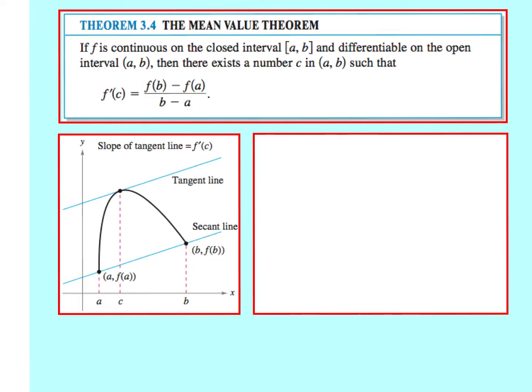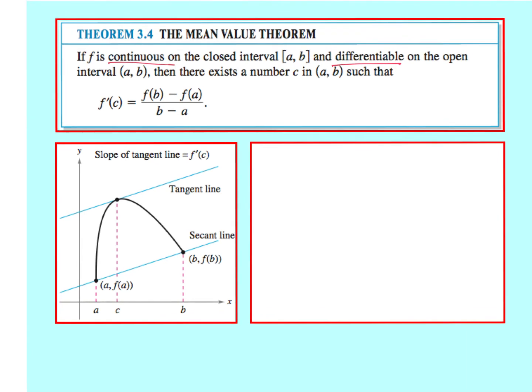This is what I need you to write. If f is continuous, so it has to be continuous, and it has to be differentiable. So I need a continuous and differentiable function. Then, this is what I need you to write. F prime of c is equal to f of b minus f of a over b minus a. And we were really doing this same theorem yesterday, except every time we did it, the slope of the secant line was 0 every time. Now it's not going to be.